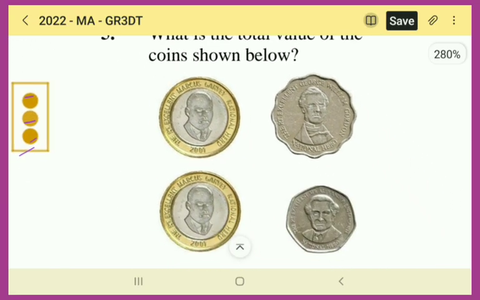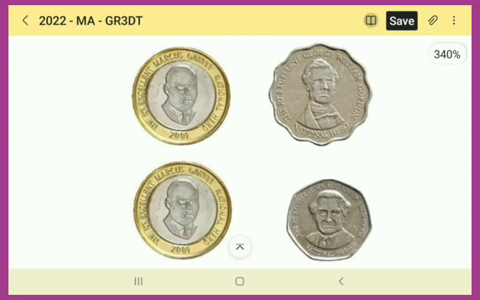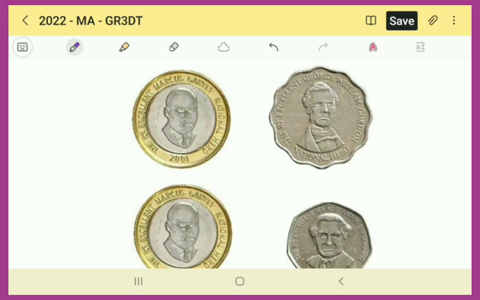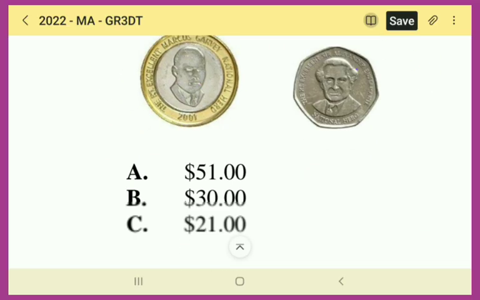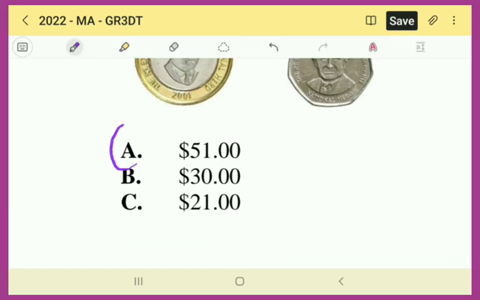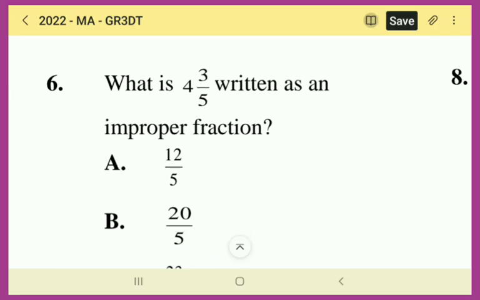Here we have some money. And I know you know these monies well. Alright, so we have two $20, a $10, and a $1 coin. So we know that these 2 20s will be 40. And we have a 10. 40 plus 10 is 50, plus 1 is 51. Not sure what they're asking us, but we know we have $51 to work with. All right, let's move down. A is 51. All right. Moving on to number 6.